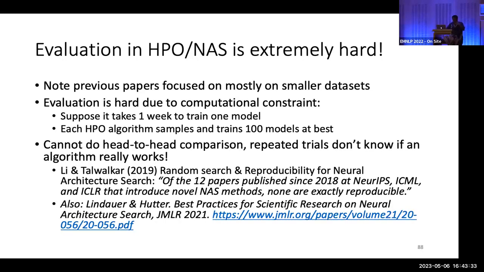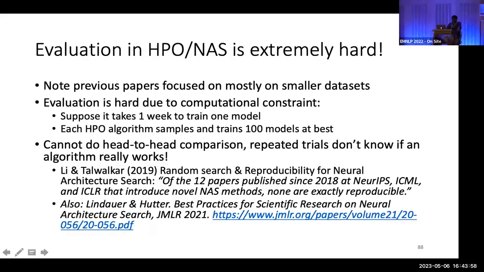So let's say, and this is very common, I propose a method. It takes me a week to train a model. I have, say, 100 GPUs, so I trained for a week. I got some results, right? But then I actually want to run some baselines, but I don't have that much budget left, right? So that's sort of why it's so hard.